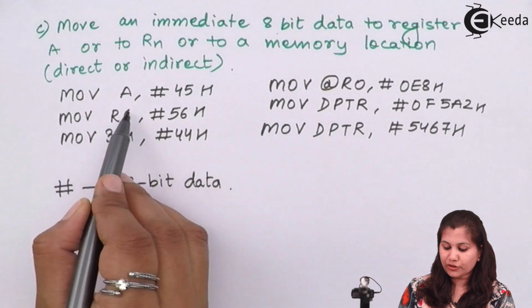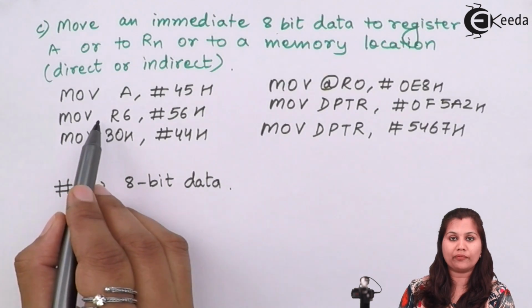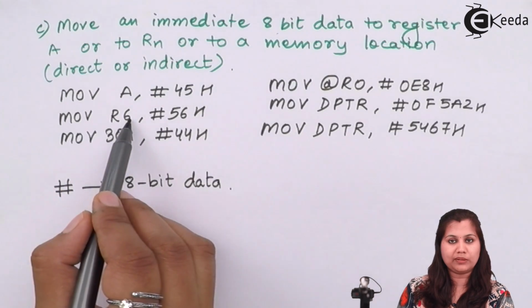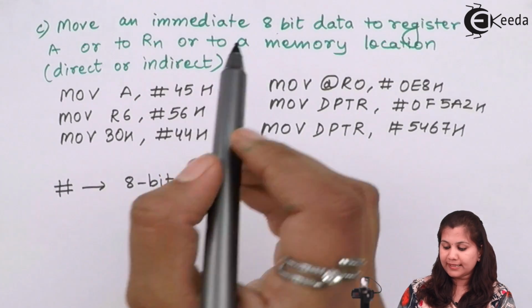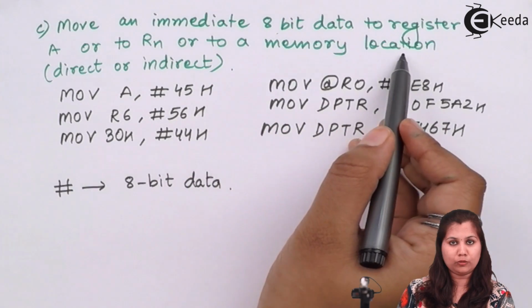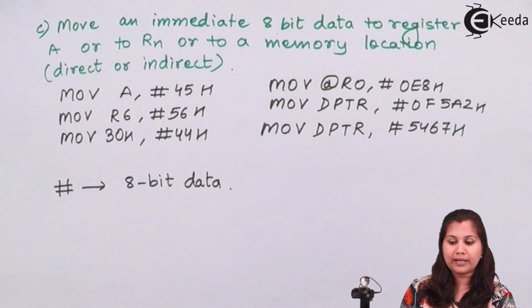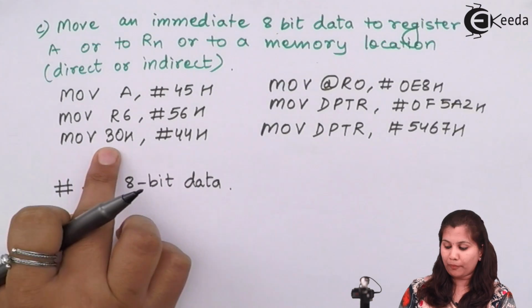In the next instruction we have the destination as the register number 6 of the register bank. So in this R6, 56 will be transferred or copied. Move 30H, it is the example where the memory location is there. So 30H is the memory location. So at that memory location the 44 number that will be copied.